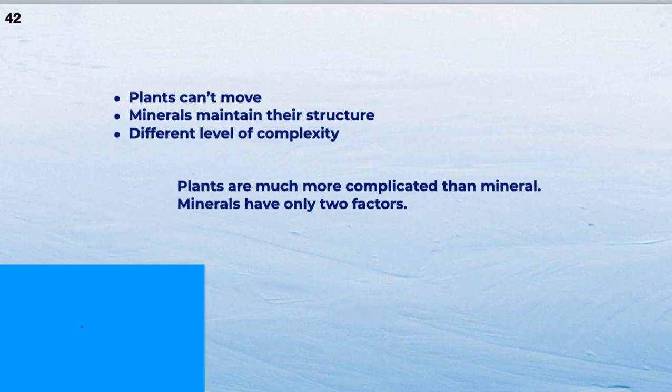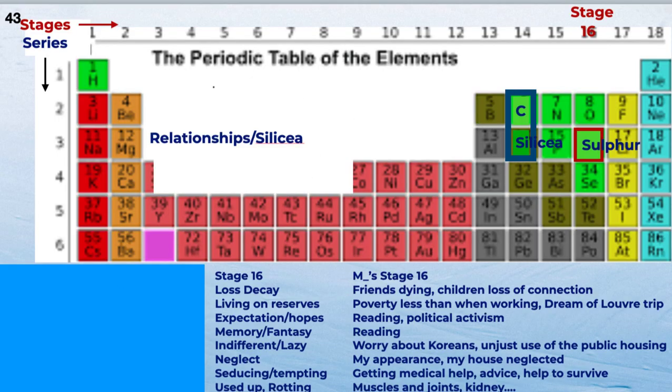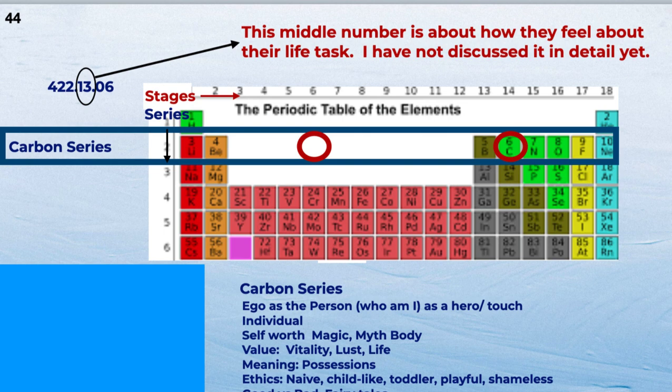Minerals have only 2 factors. So if we're looking at this analysis, minerals are just the stage and the series that they're in. So you only need to identify 2 factors, which is relatively simple. But if you're talking about a plant, you got this middle number here. And I'm not going to talk about it.